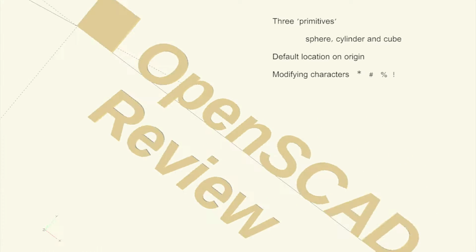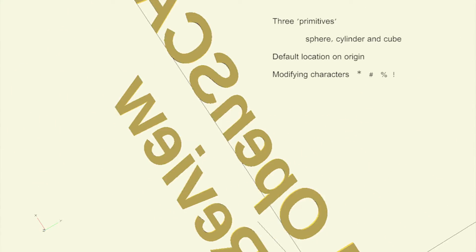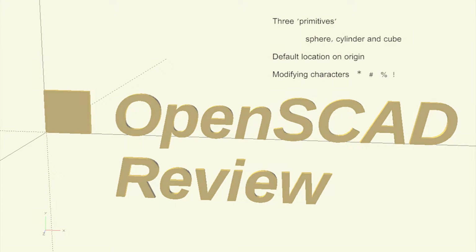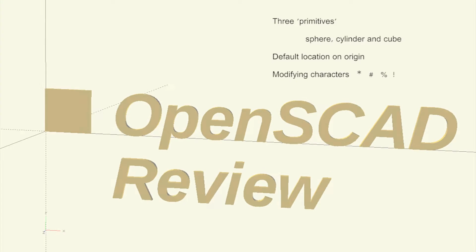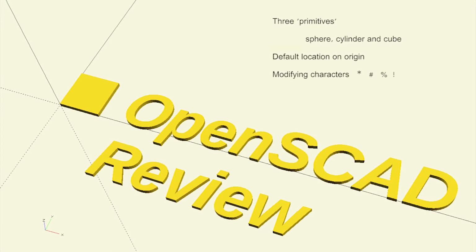In this section we saw the three basic shapes used in OpenSCAD called primitives: sphere, cylinder and cube. We also saw how these primitives combine and are referenced to the origin of the X, Y and Z axes. We also saw the effect of prefixing the primitives with modifier characters, a star, hash, percent sign, and exclamation mark.